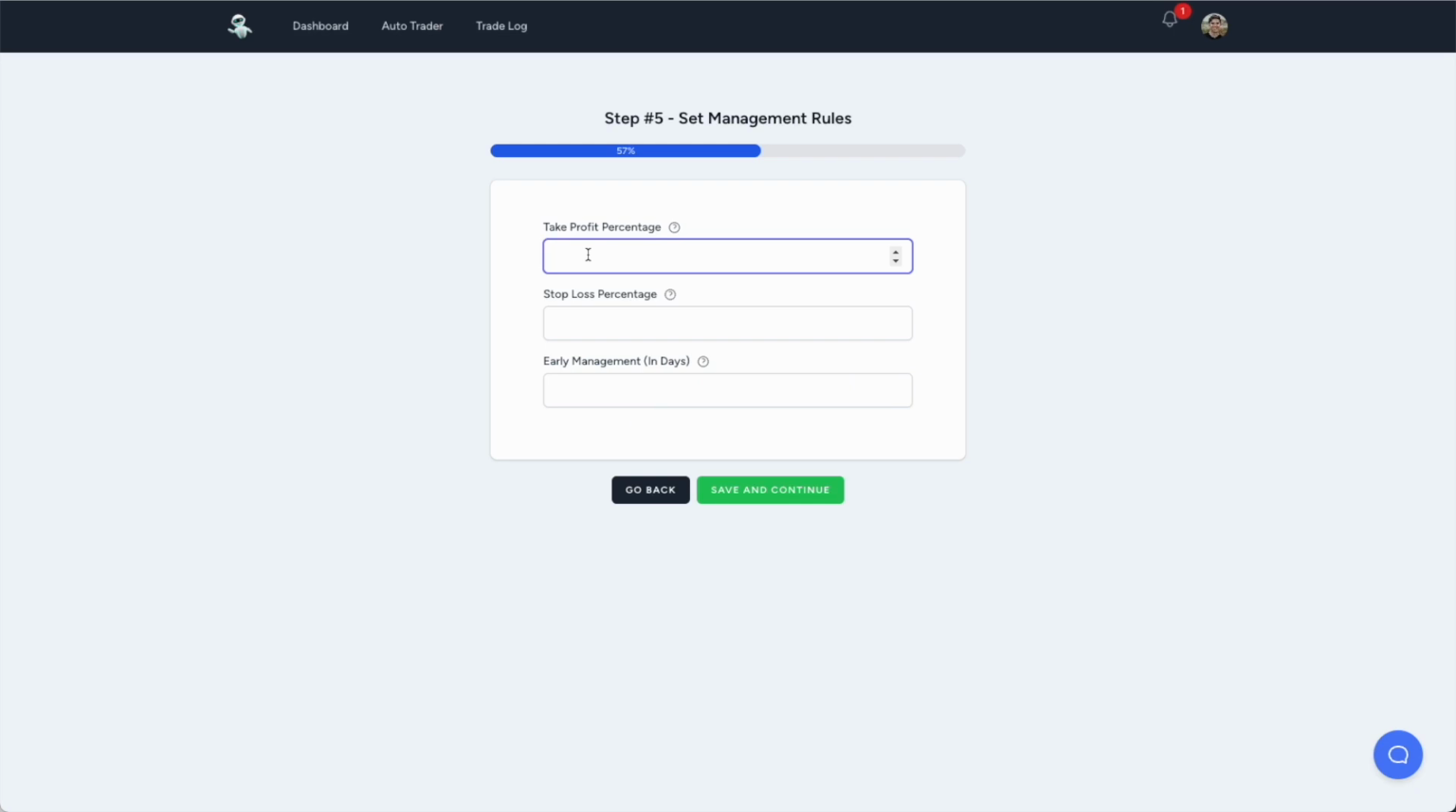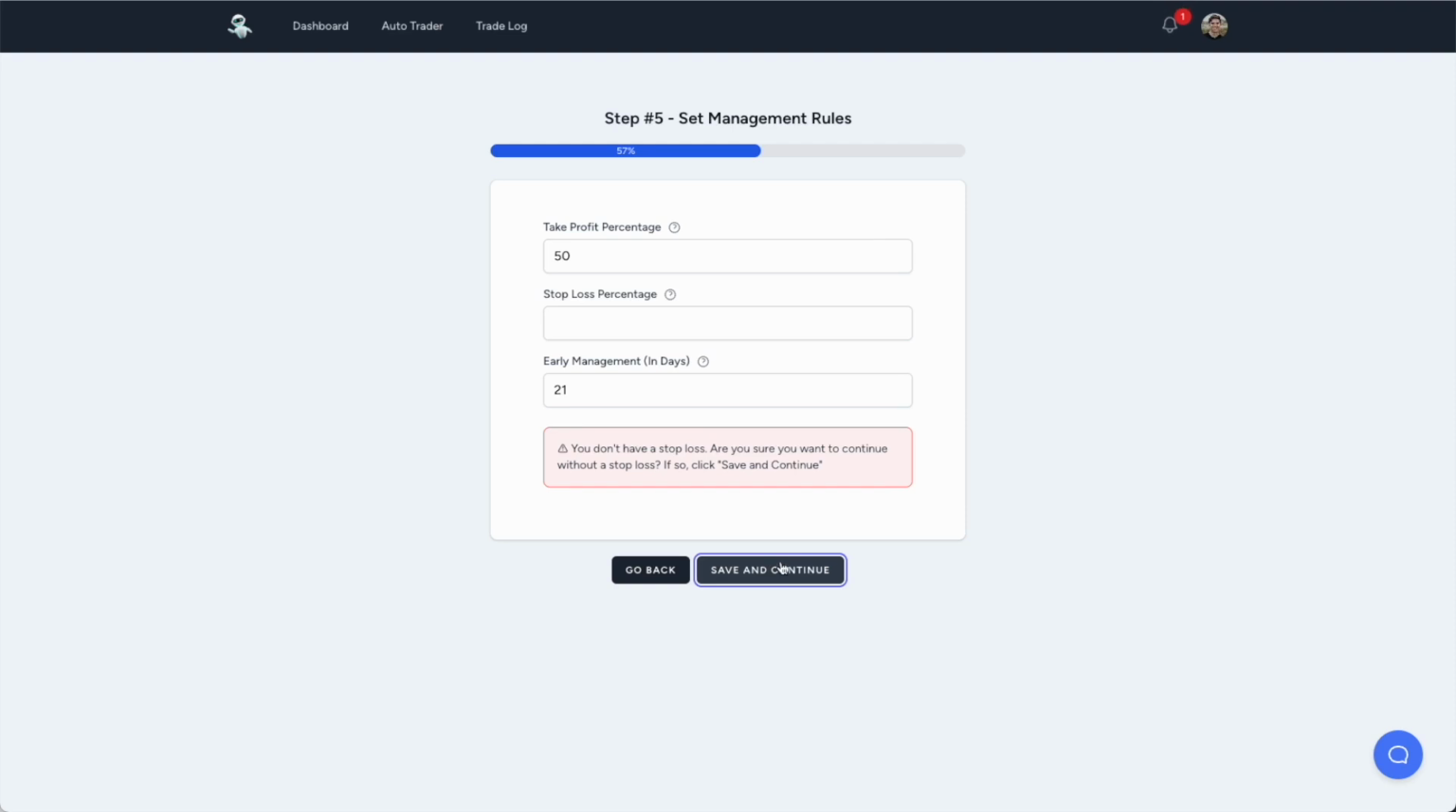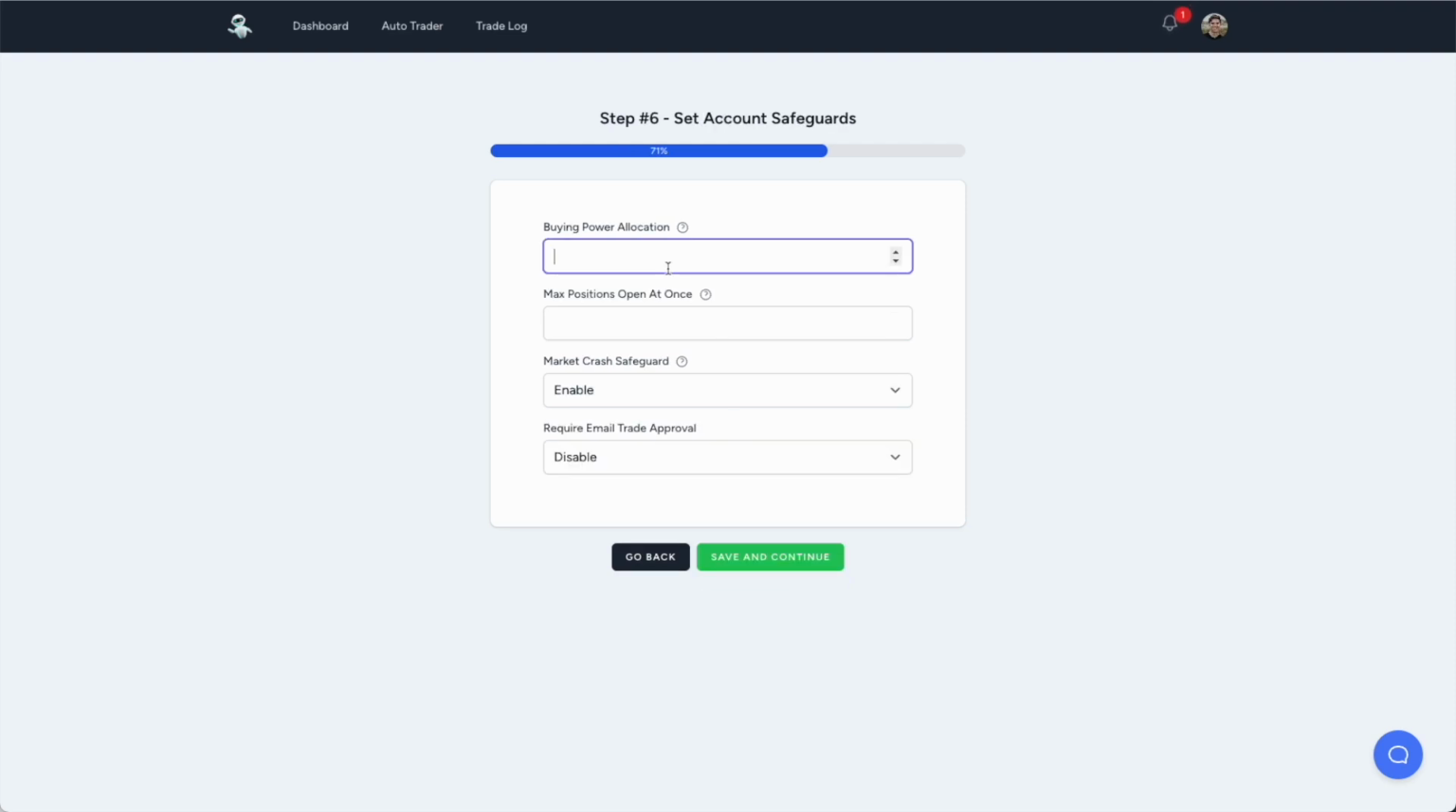We can do a take profit percentage. Tasty Trade likes to aim for a 50% profit target, and then do early management of 21 days. So they type in 21 days, which means that when the trade gets to 21 days or less, then you exit the trade. No stop loss, I know that. Buying power allocation, how much money do I want to trade with? Let's say 10,000. This is a good little rule for this. Again, you can change it based on your account size or whatever you want.